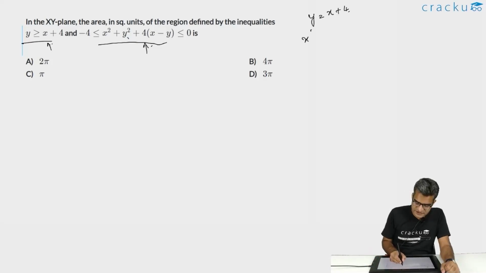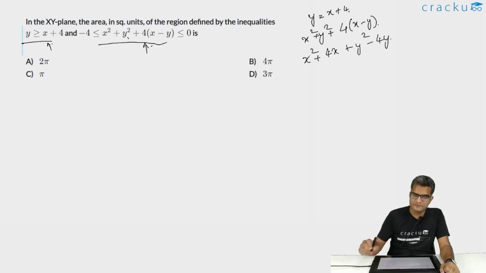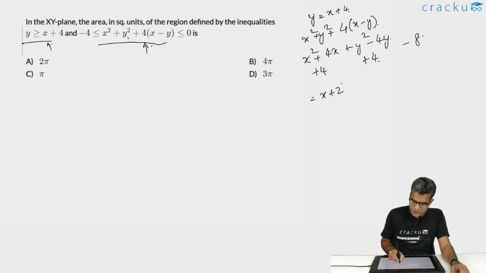which is x square plus y square plus 4 times x minus y. This is equal to x square plus 4x plus y square minus 4y. Now you can add plus 4 here and plus 4 here, but because you have added 8, you can subtract 8. So this is essentially equal to x plus 2 whole square plus y minus 2 whole square minus 8.